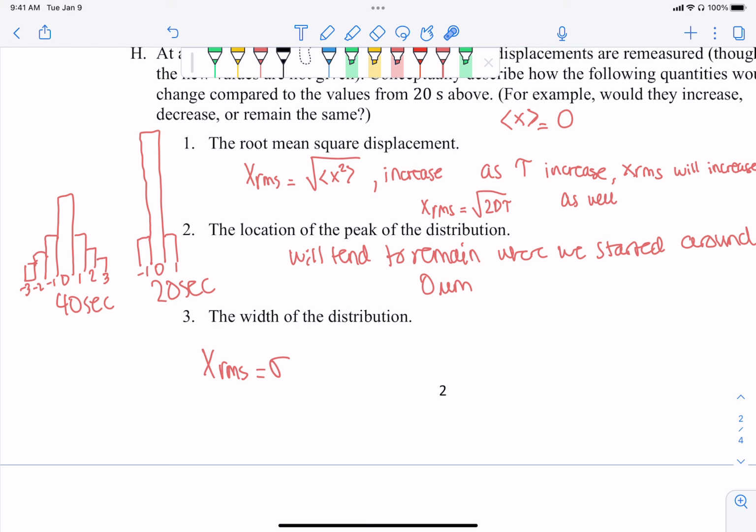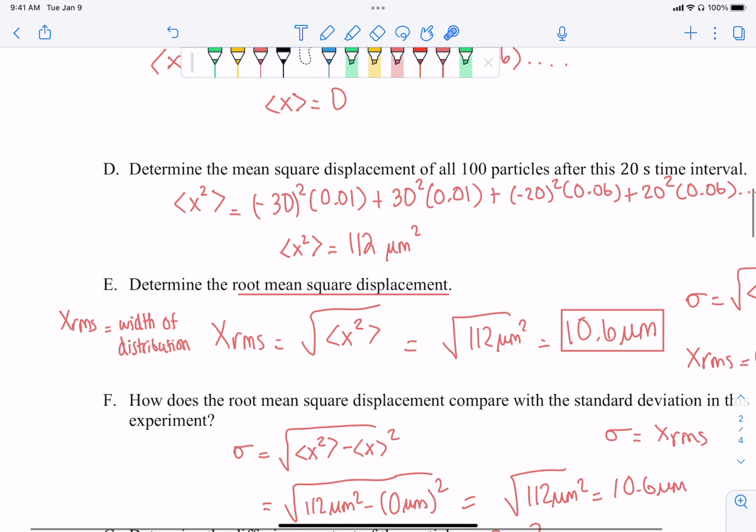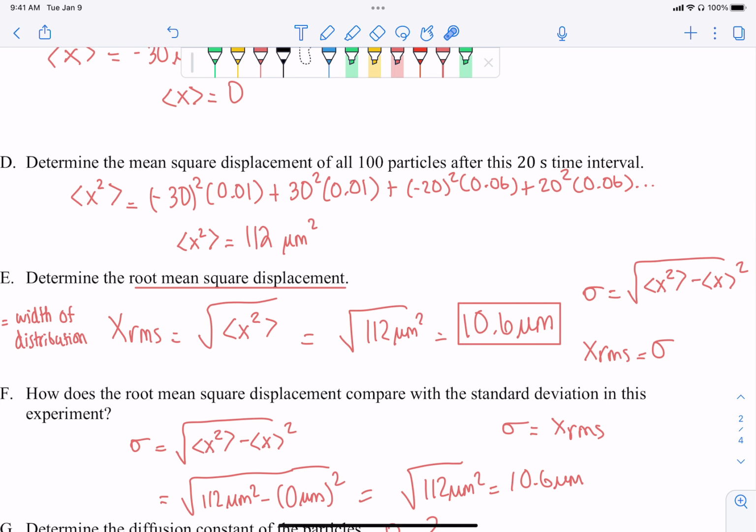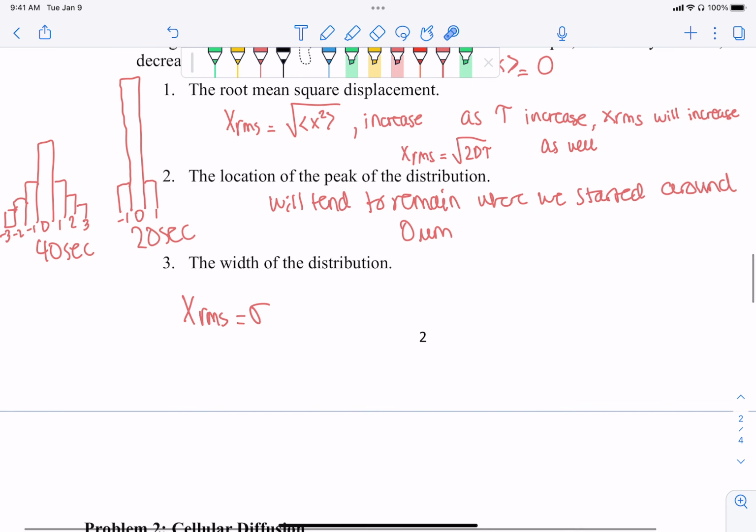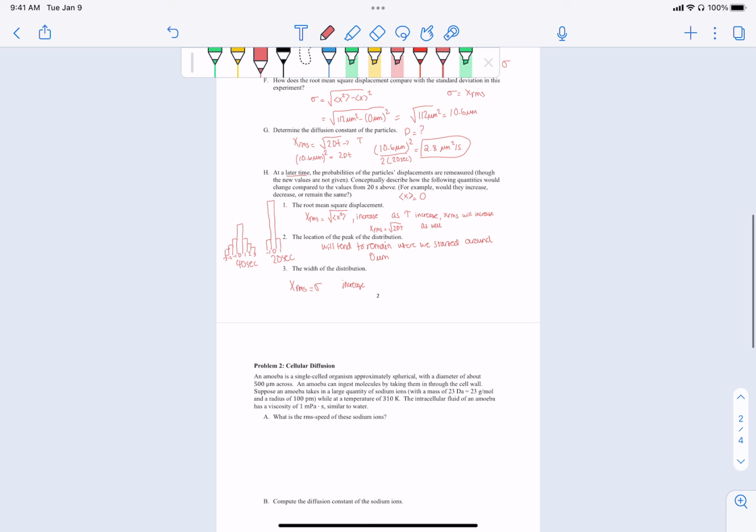So if I increase time steps, it'll increase the XRMS, as we know from part 1. And then we know that XRMS happens to be equal to the standard dev, and we figured that out from part E. Because your average final position is 0, so 0 squared is 0, so your standard dev is equal to your XRMS. So if XRMS increases, then your width of the distribution will increase as well. So all good for problem 1?